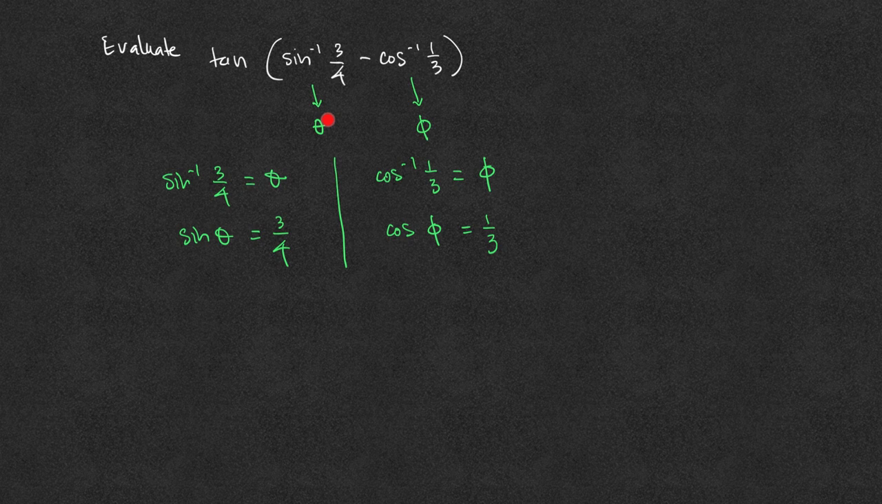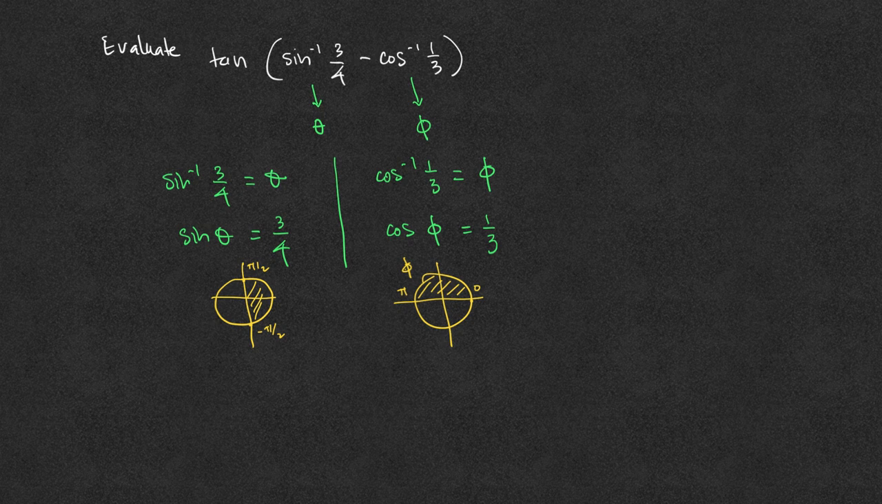We cannot use theta for both inverses because we don't expect them to be the same. If we use inverse sine theta and rewrite it, then we need to restrict the domain. Theta has to be between negative pi over 2 and pi over 2, the endpoints included. For cosine inverse, we would restrict phi between 0 and pi. 0 and pi are included.